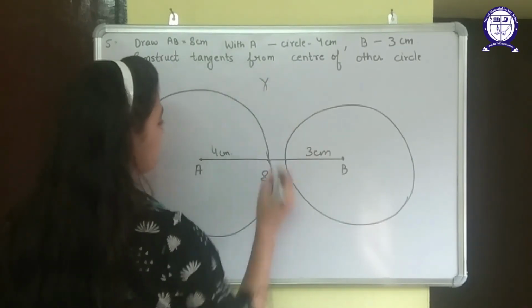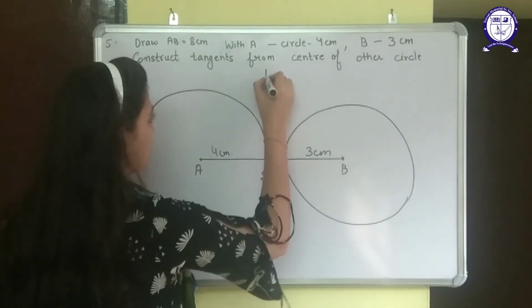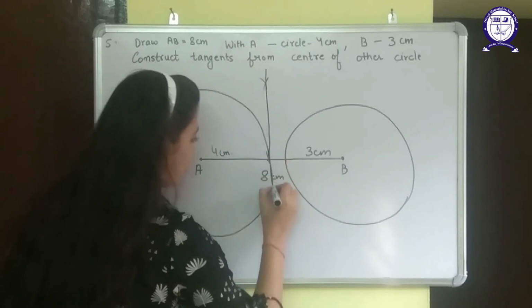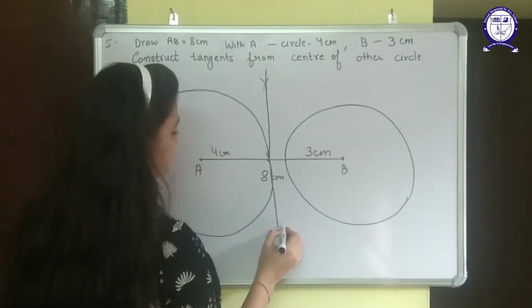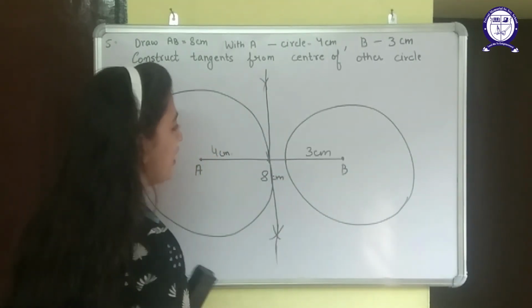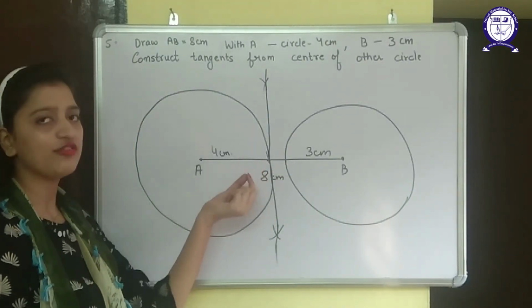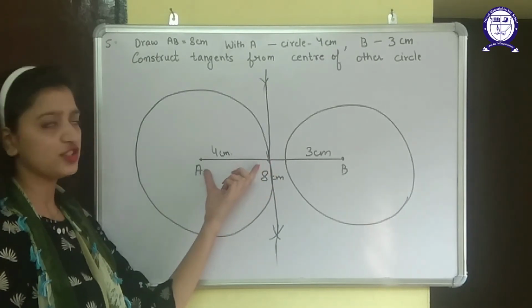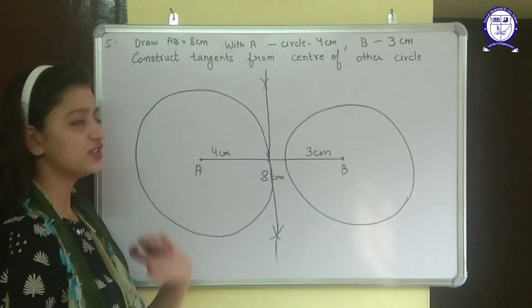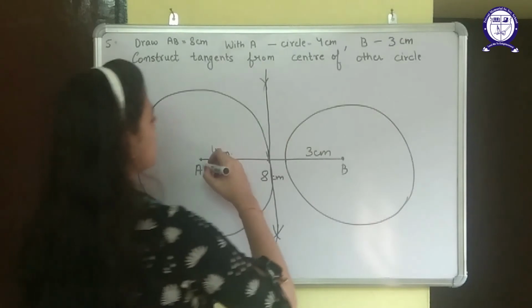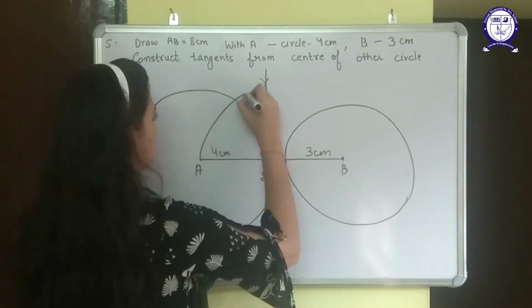So when I will make the perpendicular bisector, it will cut the circle here. Okay, it will cut the circle here. Obviously 8 cm, half will be 4 cm, and this is also my 4 cm. So this is the point. Now I will draw another circle with the radius 4 cm.